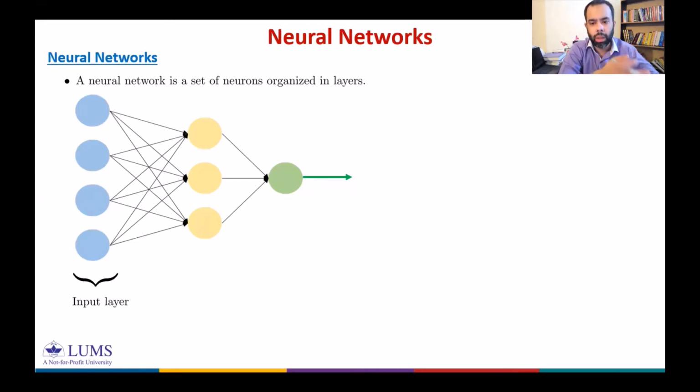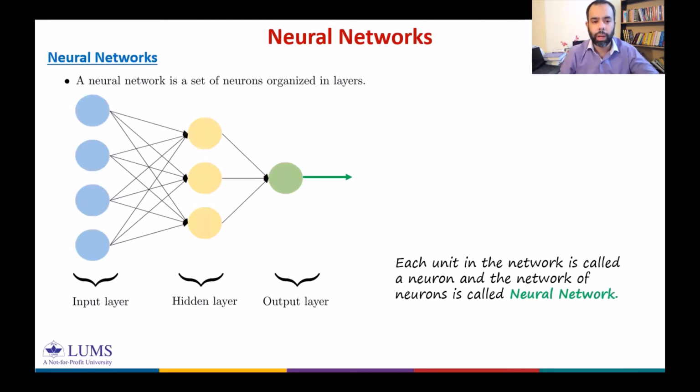The middle layer is called a hidden layer, since the neurons in this layer are neither inputs nor outputs. When you see the word hidden for the first time, it perhaps sounds a little mysterious, but it simply means neither input nor output. It's hidden from you. And finally, the output layer is known as the output layer, the last layer. Each unit in the network is called a neuron, and the network of neurons is called a neural network.